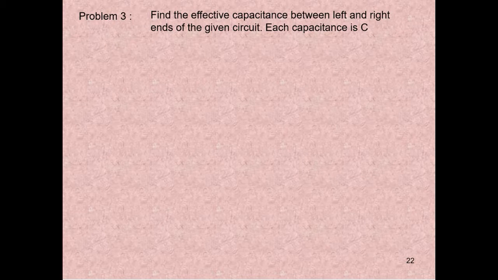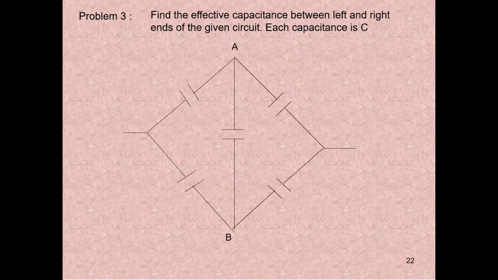Okay, between the left end and the right end. Sorry, this is the circuit. There are totally 5 capacitors: 1, 2, 3, 4, 5. Each capacitance value is C. You are supposed to find the effective capacitance between A and B. Actually, one should mention between what 2 points effective capacitance should be found, because it will depend on the points which you are considering, between which you are going to find the capacitance.